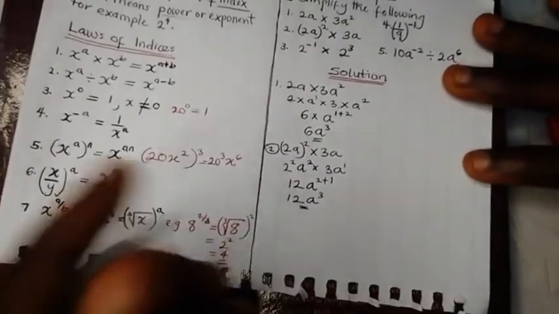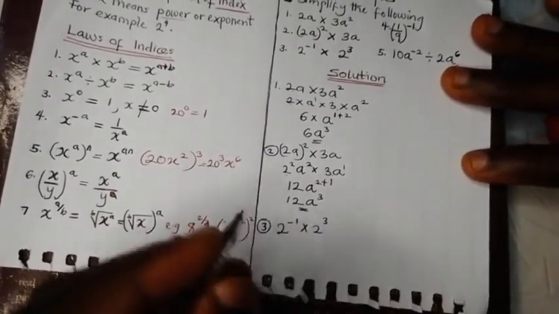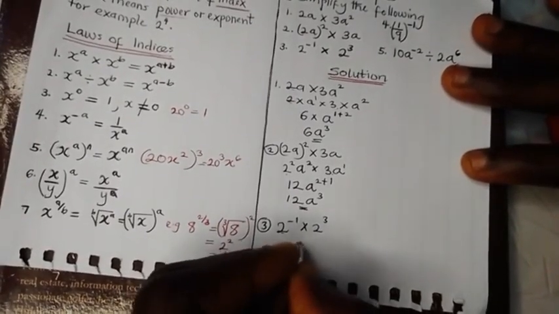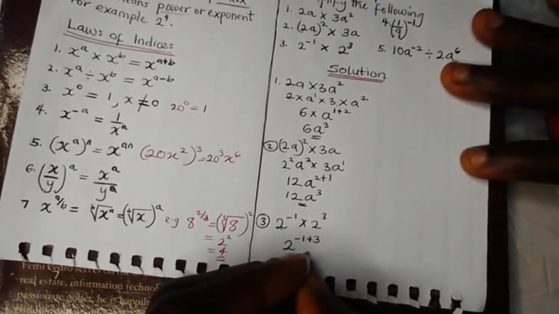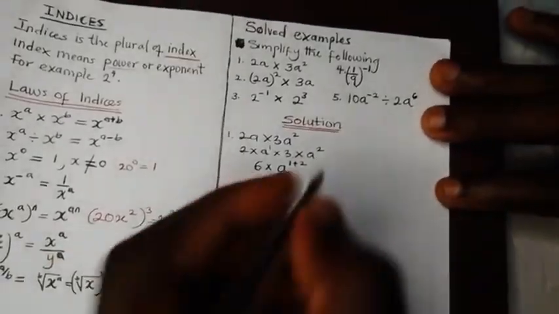So that is simplified. Then the third one now, 2 raised to power minus 1 multiplied by 2 raised to power 3. So the bases are the same. This one is very easy. So we just say 2 raised to power minus 1 plus 3. And what is minus 1 plus 3? That is 2 raised to power 2, which can be written as 4. Okay, very easy. Now number 4 now.